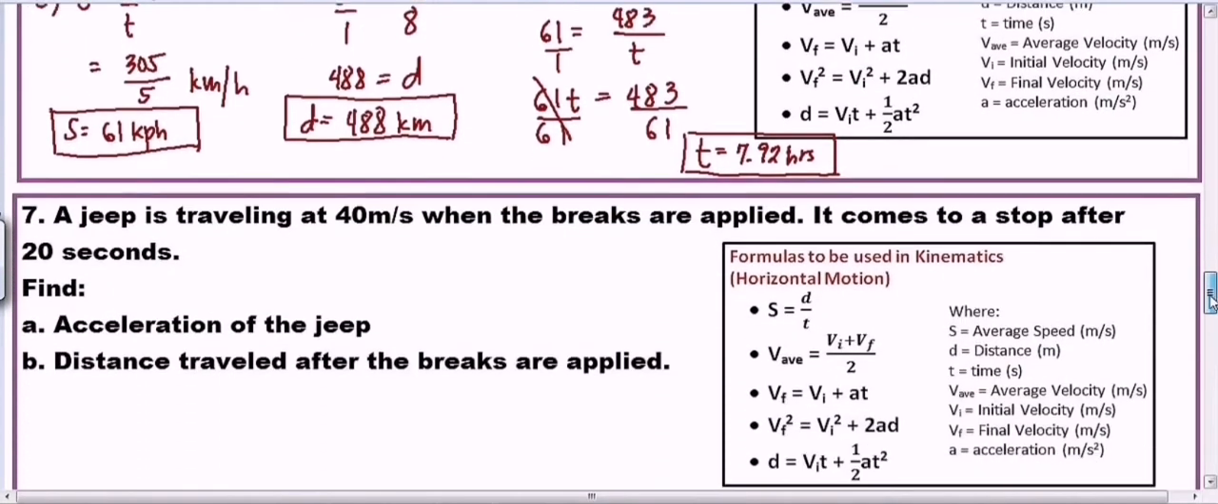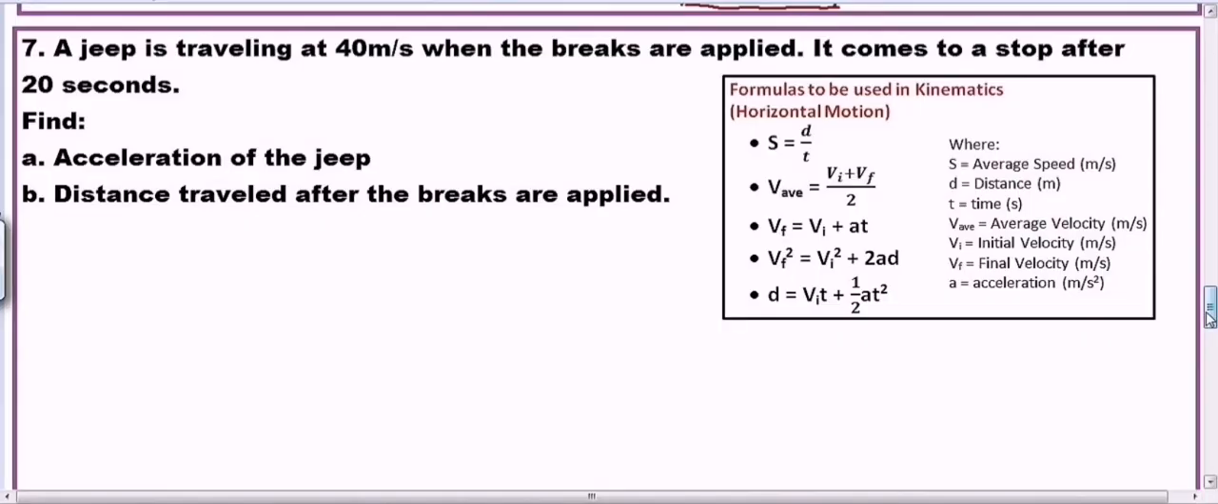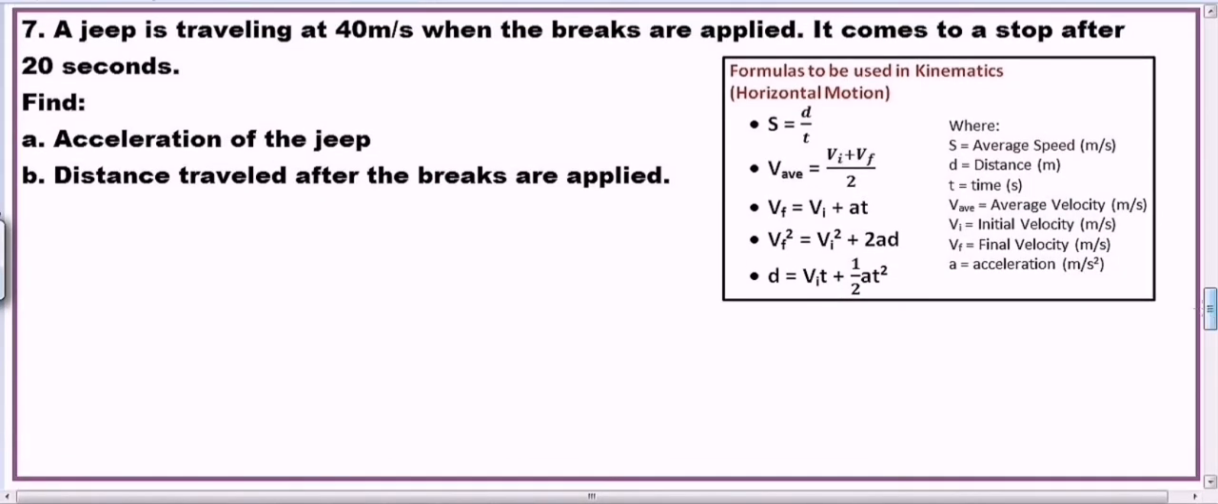Okay, let's have the 7th example. A jeep is traveling at 40 meter per second when the brakes are applied. Doon pa lang guys, hindi nyo kasi alam kung anong velocity ito. Pero dito, brakes are applied. So, papunta siya ng stop. So, kung papunta siya ng stop, ang VF ko ay 0.